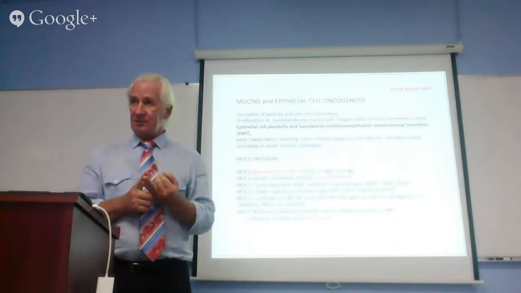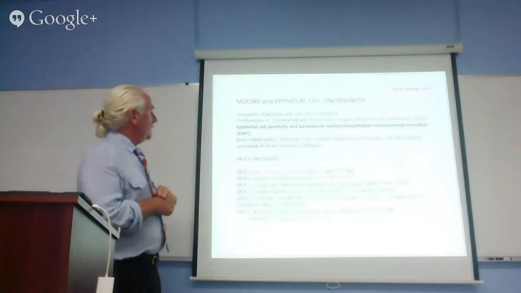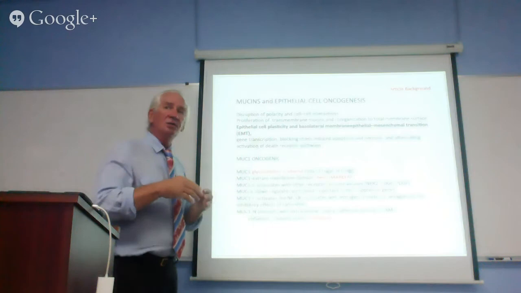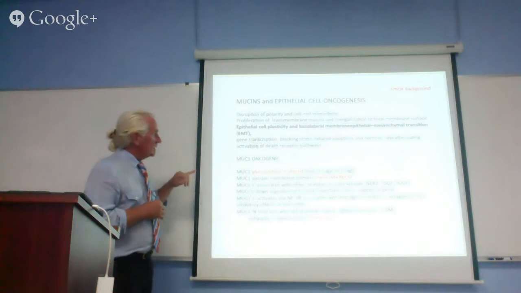So if you have these, you have no cell death. And they attenuate the activation of the cell death receptor pathways. So we have a link to apoptosis in mucins. That's one of the things. If you can stop apoptosis, you never die. You're starting to gain immortality. That's the transformative effect. So, the oncogenic activities of MUC1: glycosylation is lost.